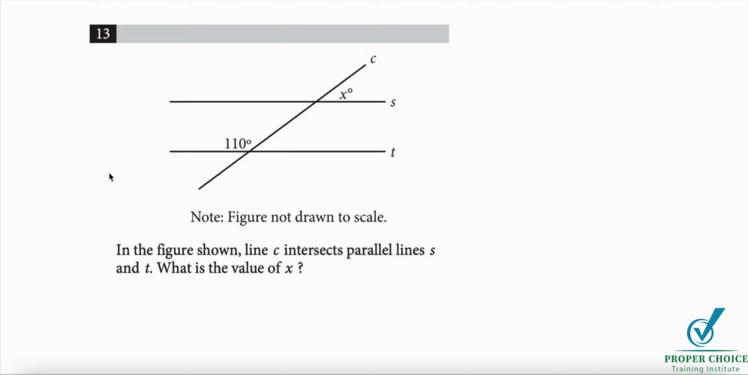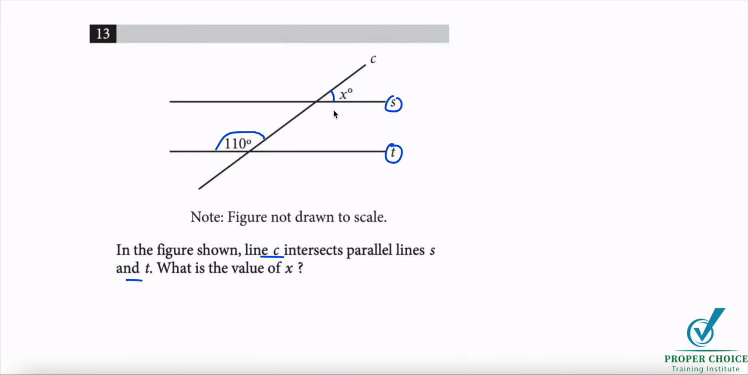One of the most commonly tested topics here is finding the angle of a line, as you can see. In the figure shown, line C intersects the parallel lines S and T. What is the value of X? As long as they say that lines S and T are parallel and line C is the transversal line, and as you see here, they are representing angle X, and 110 is this angle. Now what is the value of X?